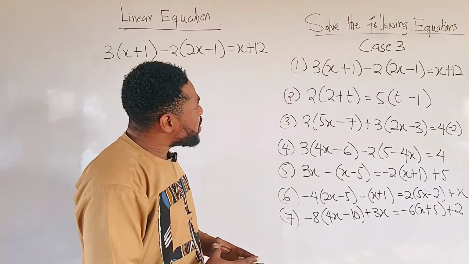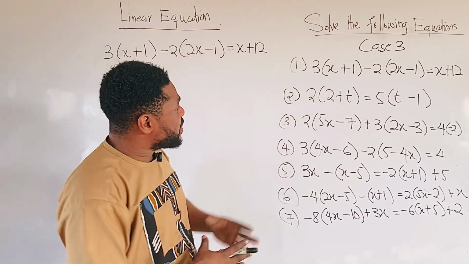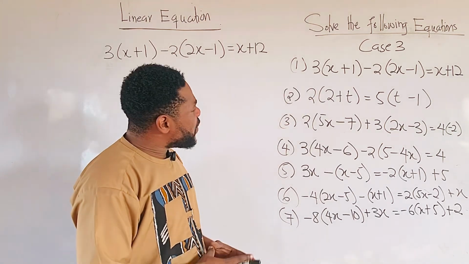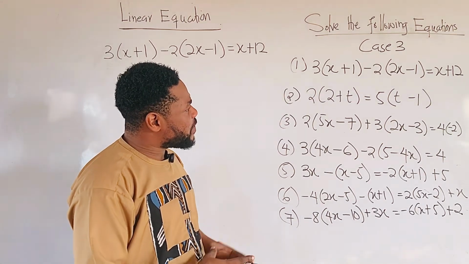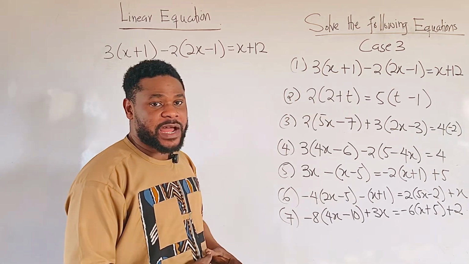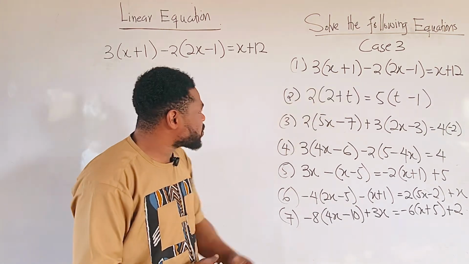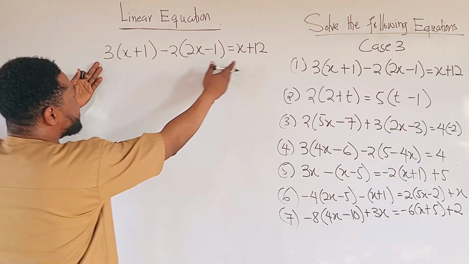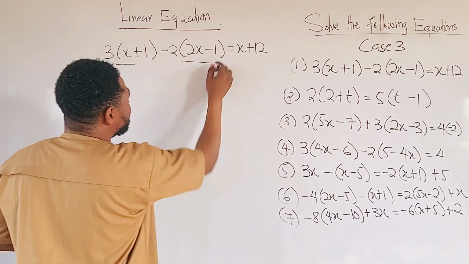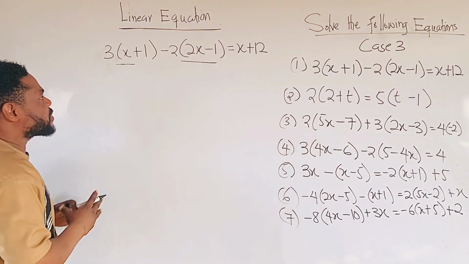Let us look at case 3 of our linear equation. This case involves brackets. So first of all, before we can find the value of our variables in this equation, we need to get rid of the bracket. All right. So let us look at question number 1. From question number 1, we are looking for x, but we can see brackets in the equation. So we need to get rid of the bracket.